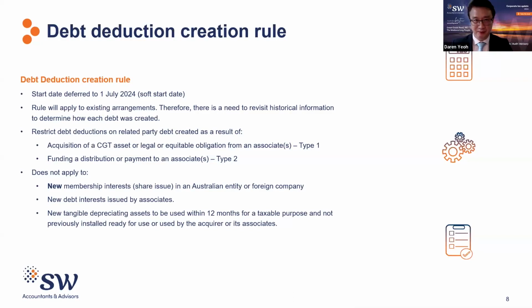So what's the purpose? The purpose of the debt deduction creation rule is to deny debt deductions, interest deductions, on related party loans which are used for two specific types of transactions. One is to acquire a CGT asset or an obligation from an associate. Let's call this a type 1 rule. Secondly, the loan was used to fund a distribution or payment to an associate, and this is called a type 2 rule.